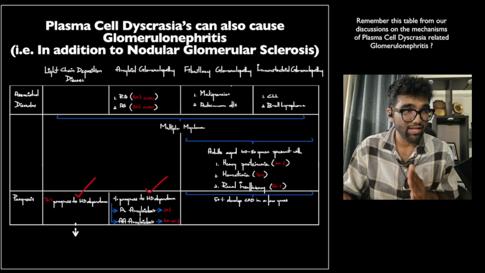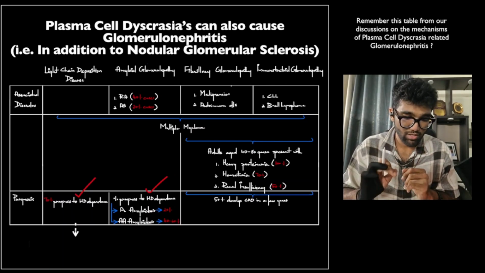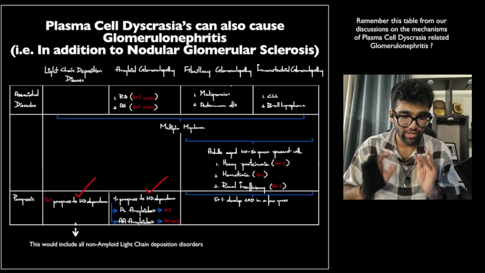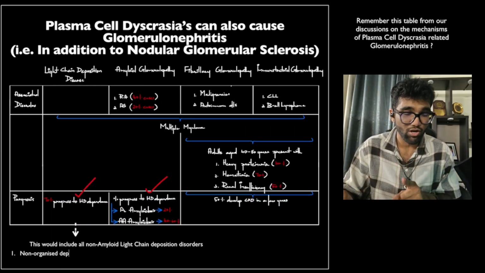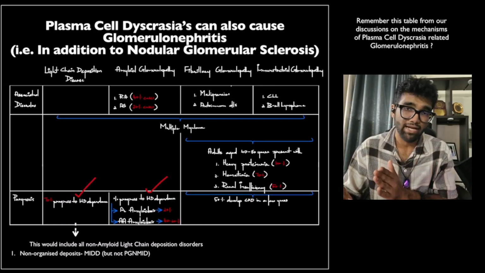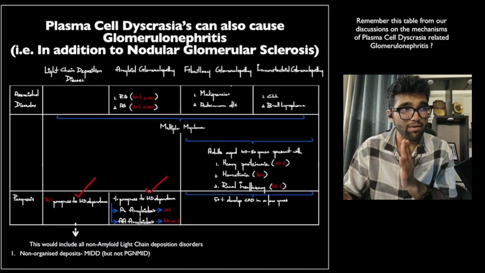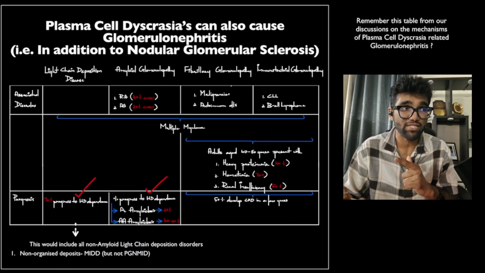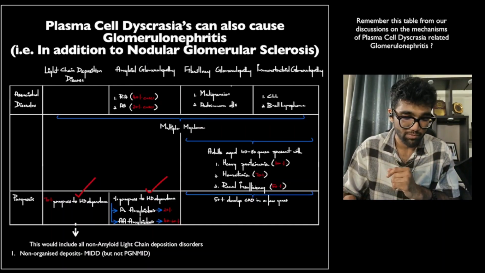And again, now just correlating the two, the light chain deposition disease entity here would include non-organized deposits in the form of MIDD, that is monoclonal immunoglobulin deposition disease, but not PGNMID. Why? Because PGNMID may have full immunoglobulin deposition, but can also have kappa chain deposition, or lambda chain deposition. Therefore, it would be light chain immunoglobulin deposition disease.